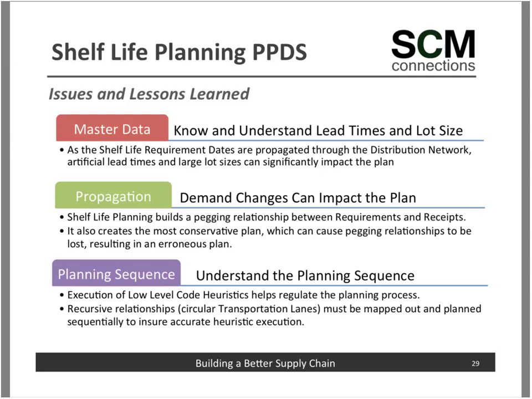And then the last watch-out is understanding the planning sequence, because as the propagation rolls down the supply chain, the customer drives demand to the distribution center, which drives demand to the hub, which drives demand to the manufacturing site. If you have a recursive or a buy receipt, a supply buy type relationship in your node, you need to define those in a way that they plan sequentially. You tend to get hiccups if you don't do that in a sequential manner.